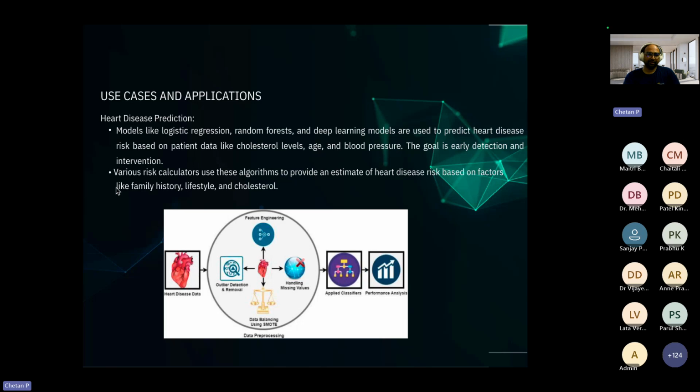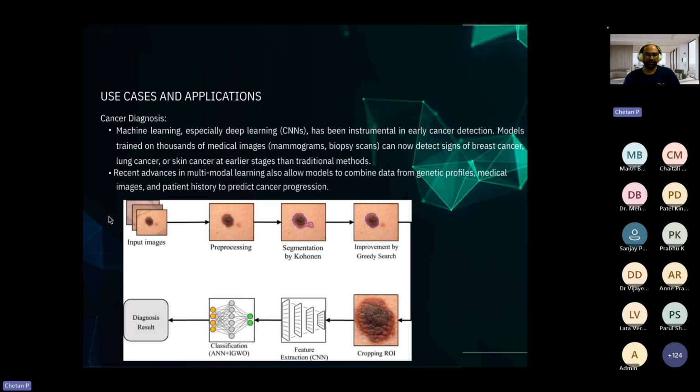Now, what are the applications of machine learning in this medical domain? Heart disease prediction, right? Where you can have different kinds of data sets and try out the different algorithms that we already discussed, and you can check whether a person has heart disease or not. Cancer diagnosis, right?